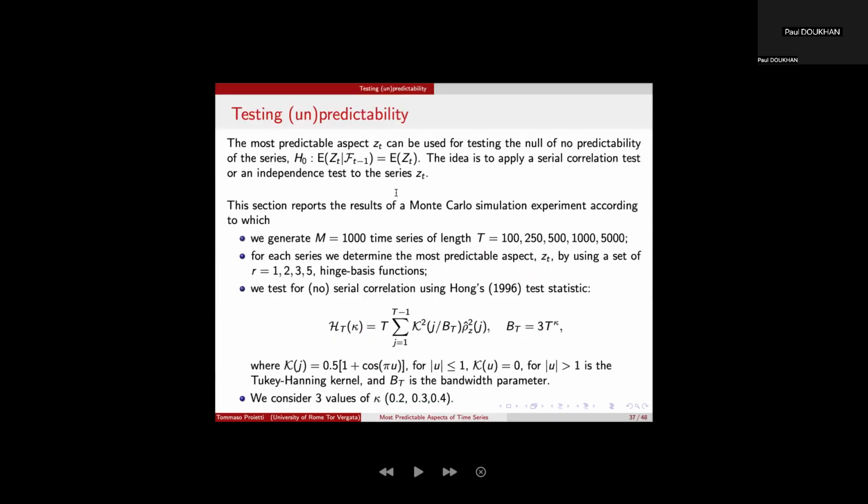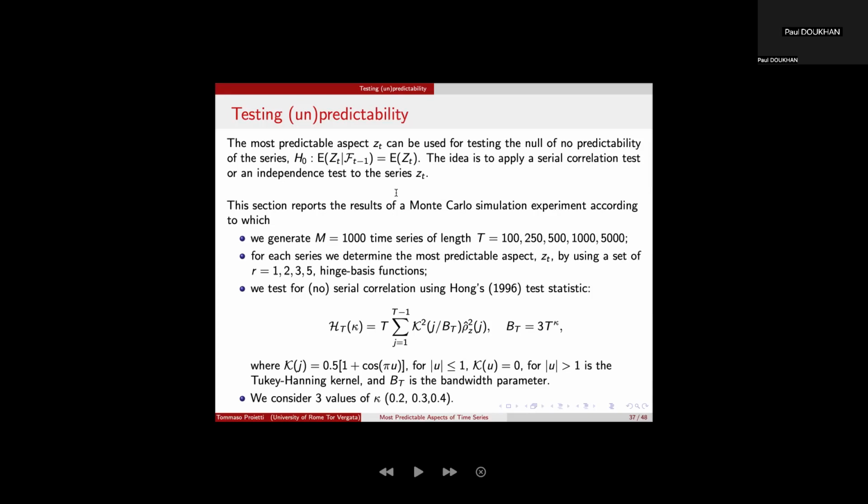Finally, the last point is that, okay, now I have my most predictable aspect of the time series. Can I have a test for independence, or a test of unpredictability, built on that? Well, the idea is to consider ZT as an observed time series and apply a test of serial dependence, like the classical ones that we have in the literature, for instance, Hong's Portmanteau serial correlation test, where you see these are the autocorrelations. There is a square that should not be there.